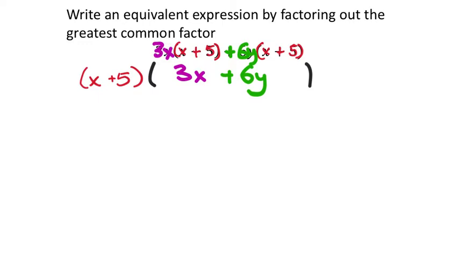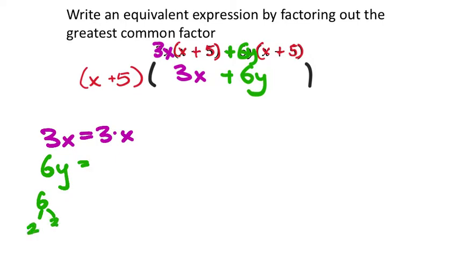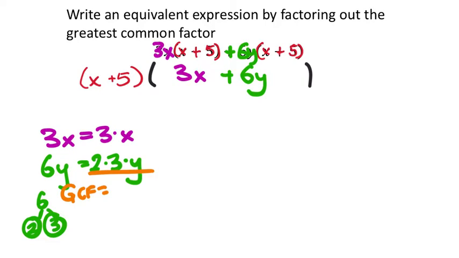So here's what I'm talking about, is we got to look at the 3x and look at its prime factorization. Well, that would just be 3 times x. I'm just looking for a greatest common factor, that's all. And then we also look at the 6y, and that would break up, the 6 breaks up into 2 and 3. Prime factors, right? So that's 2 times 3 times y. And then we need a greatest common factor. Well, it just pulls out as the 3 here.